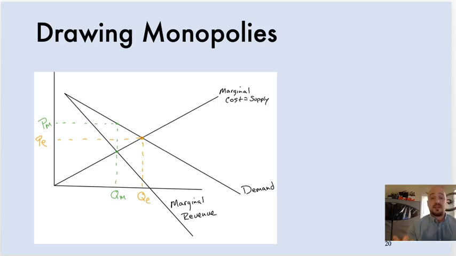And then everything else stays the same. You have a marginal cost curve. Sometimes I'll draw them as the Nike swoosh, the MC. Sometimes I'll draw them as a simple supply line. But the only difference is that the demand and marginal revenue are split.